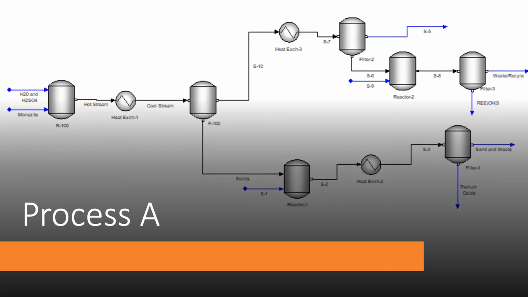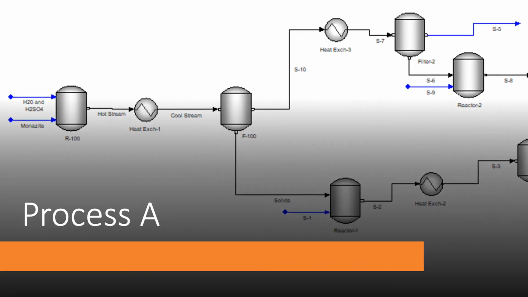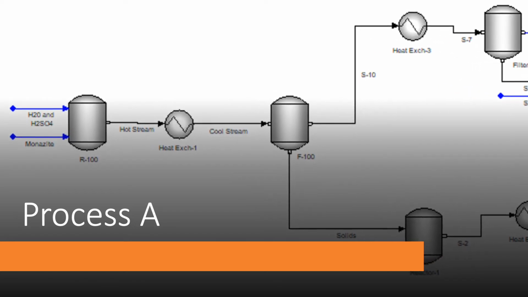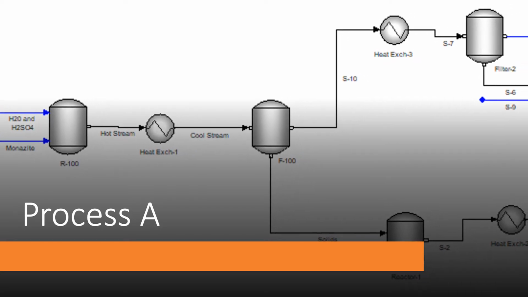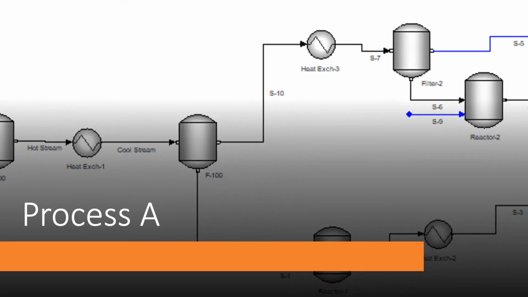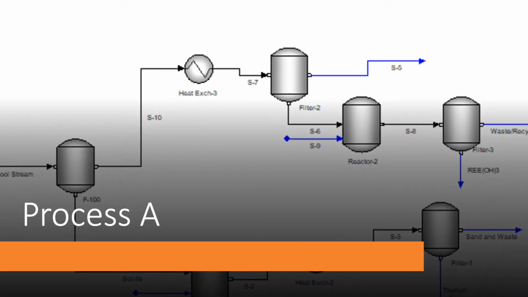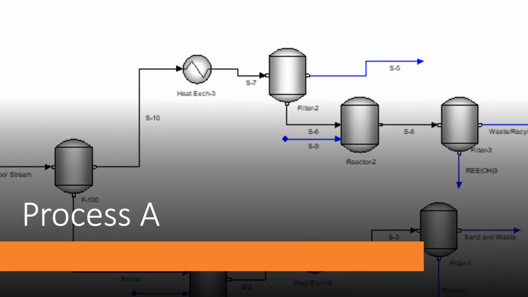So the first process we will look at is process A. The monzonite ore and sulfuric acid are flowed into a continuously stirred reactor and then filtered. After this first filtration, the rare earths and thorium are separated into an upper and lower process, respectively. The upper part of the process is where the rare earth elements are converted into sellable products, and the lower process is where thorium is converted to thorium dioxide and purified.